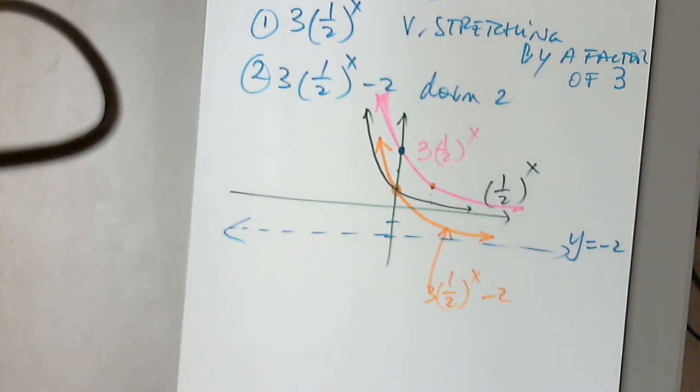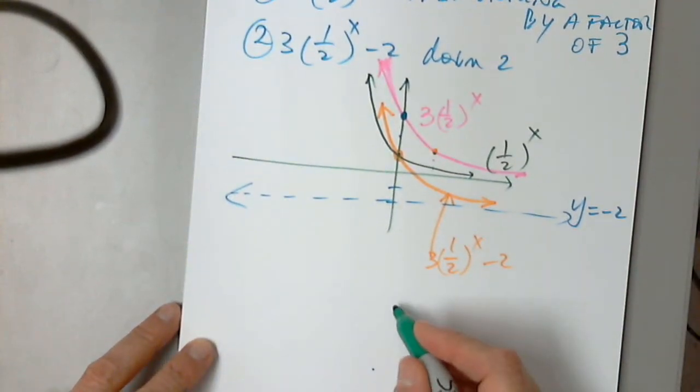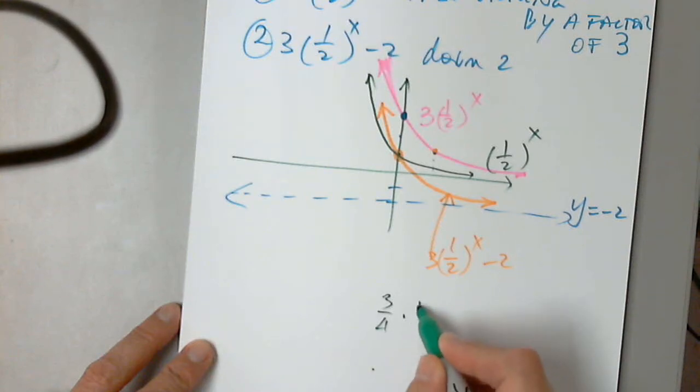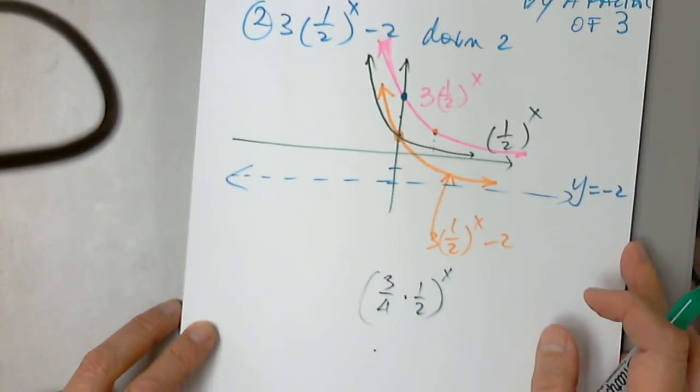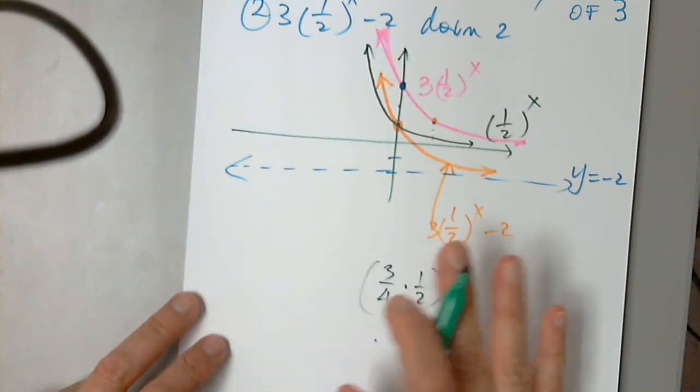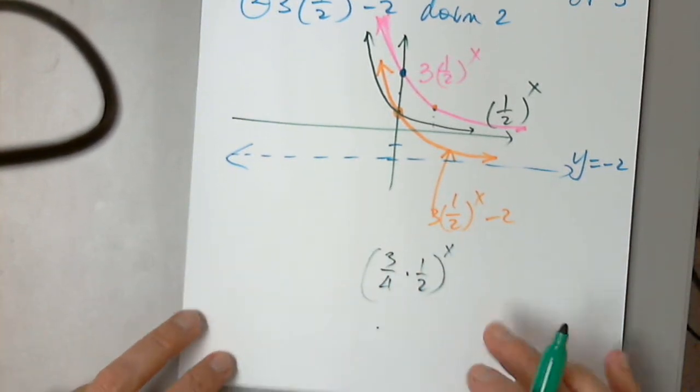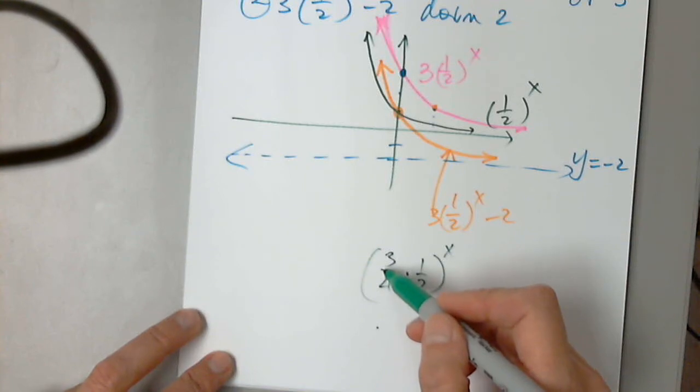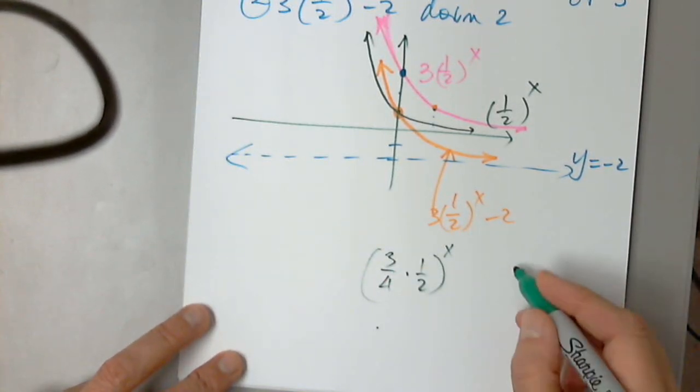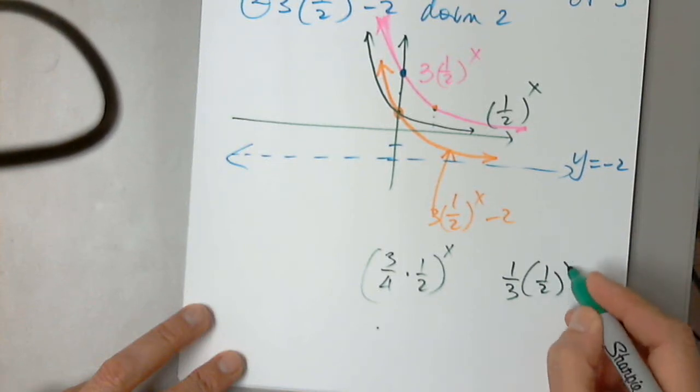If the number is outside of the parentheses, so you have 3 times parentheses 1/2 to the x. What about if it was like 1/2 times 1/2 to the x? Would that be a vertical shrink? So let's come up with another number, not just 1/2. Say something else. Let's say 3/4 times 1/2 to the x power. Is that what you meant? No, sorry. Outside? Yeah. Oh, okay. So instead of 3, you want a number less than 1. Yes. So let's say 1/3 times 1/2 to the x.